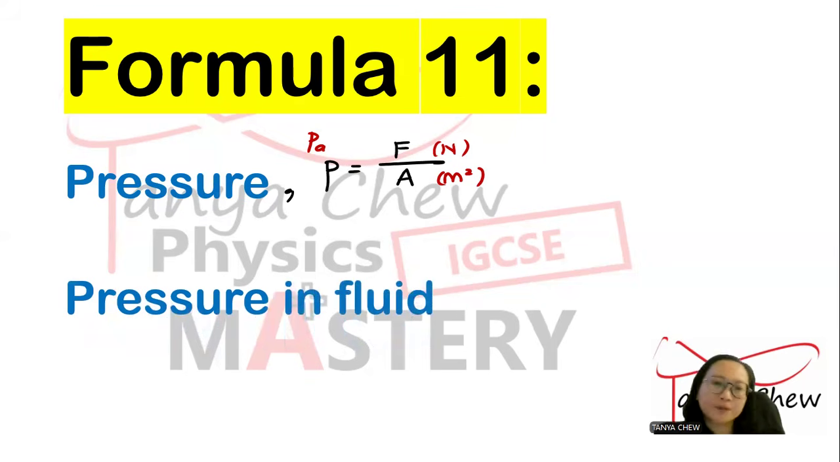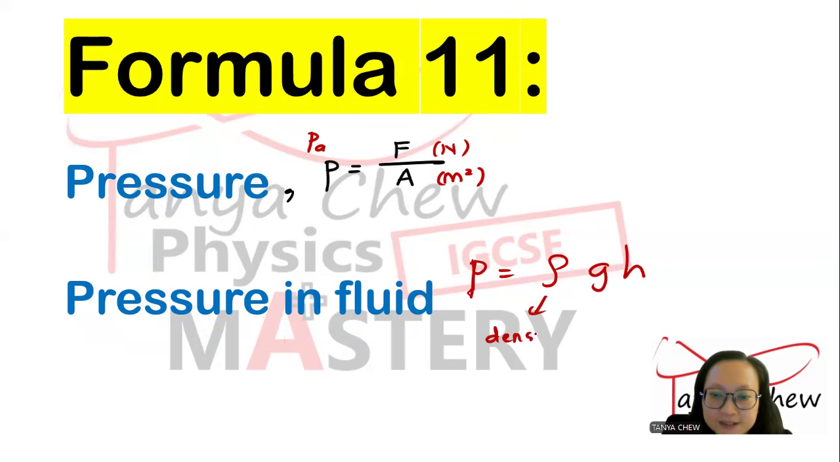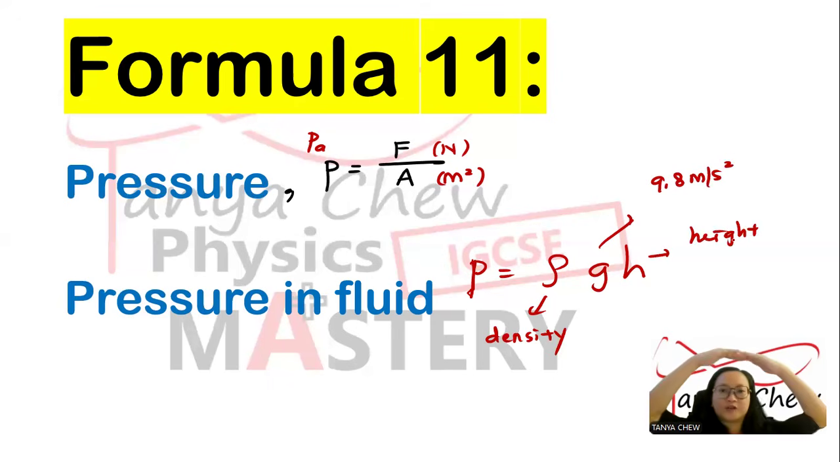Sometimes, when the density of the fluids is given, fluids means gas and liquid, you can also calculate pressure by using P is equal to rho g h. So rho represents density, g represents gravitational acceleration, 9.8 meter per second square. h is the height measured from the ground, or the depth of the liquid measured from the surface of the liquid.